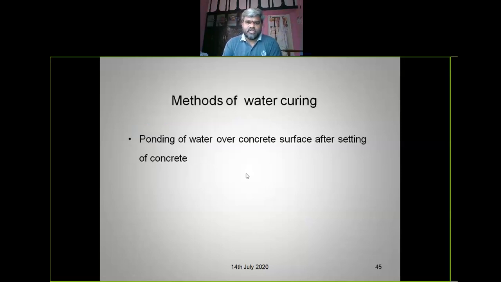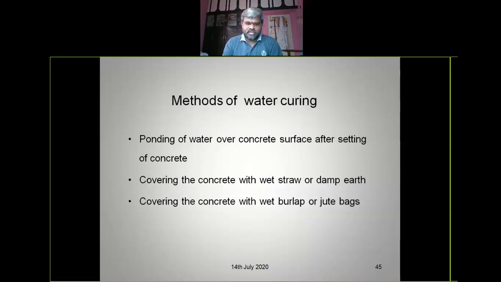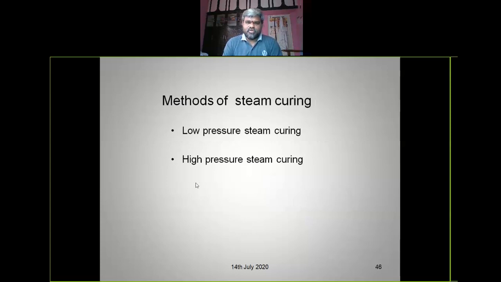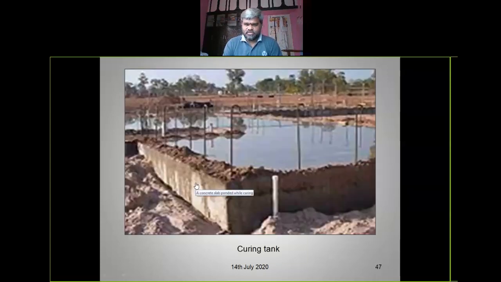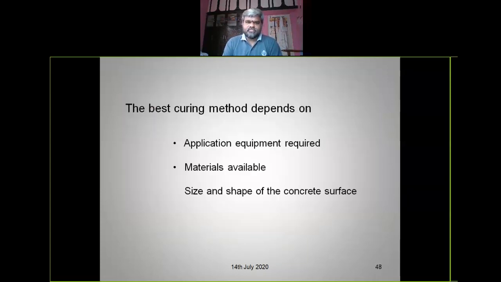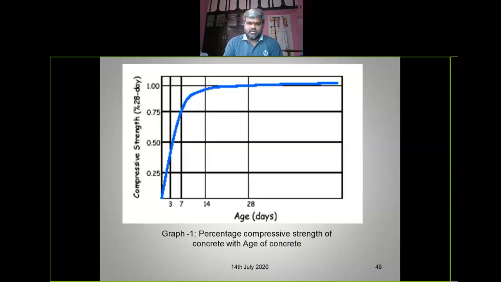Methods of water curing: ponding of the concrete surface after setting of concrete, covering the concrete with wet straw and damp earth, covering the concrete with wet burlap and jute bags, sprinkling of water, right? Then low pressure steam curing, high pressure steam curing, and a curing tank. The best curing method depends on the application, equipment required, cost, shape, and materials available, right?